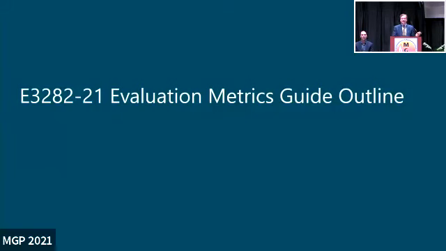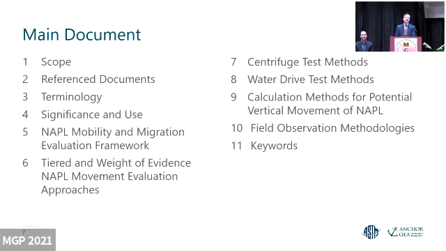All right, so what's in it? The evaluation metrics guide has 11 sections. The first 4 sections and the last one are standard to pretty much any ASTM standard guide. The meat and potatoes is sections 5 through 10. And there's a fundamental framework or kind of like a logic flow that is discussed in section 5. And then we get into tiered methods and weight of evidence methods to assess whether or not NAPL can move.